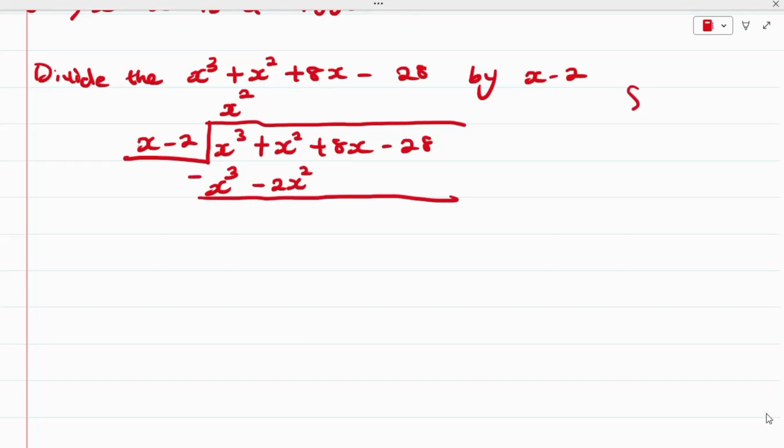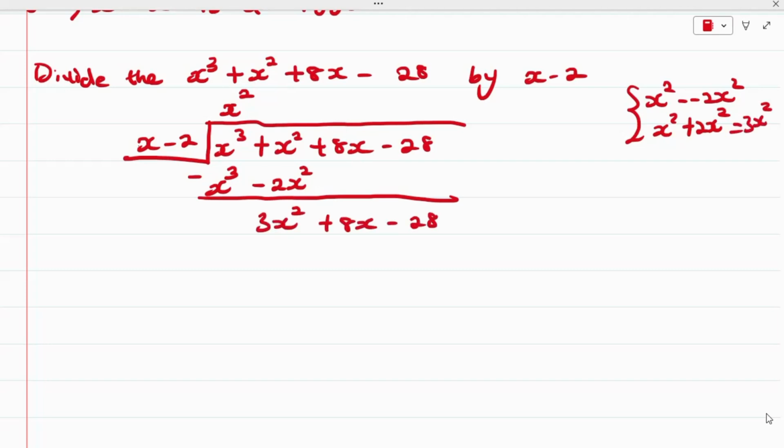So x squared minus negative 2x squared is x squared plus 2x squared, which equals what? 3x squared. So we have 3x squared plus 8x minus 28. So x divides 3x squared: we have plus 3x. 3x multiplied by x gives us 3x squared, plus times minus is minus. 3x times 2 gives us what? 6x. So if we subtract this, we have 8x minus negative 6x.